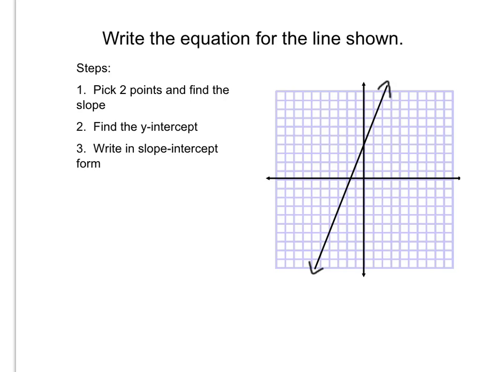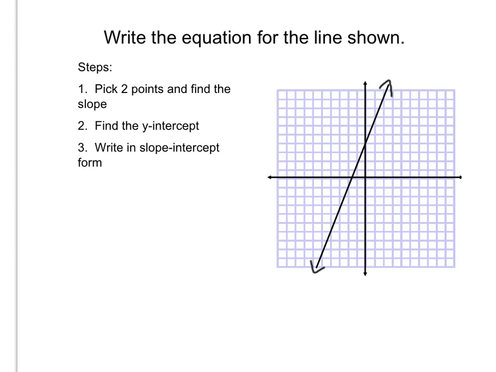Okay, here we're given the graph, and we want to write the equation for the line shown. So step 1 says to pick 2 points and then use those to find the slope. When we pick 2 points on the line, we want to pick 2 points where the line intersects in a spot where we can tell what it is. So again, we wouldn't want to pick like this point right out here in the middle, because we don't know what that is. But this one right here looks to be pretty good, right on the grid lines.